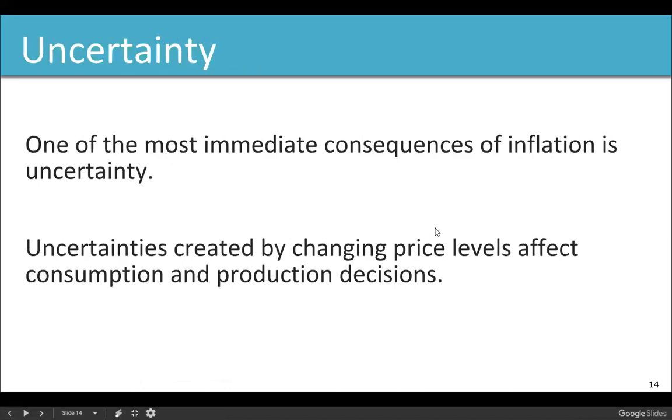One of the biggest things about inflation is it can screw up the economy because it brings up uncertainty. We're like, okay, gas went from $2 to $2.50 to $3.70, $4. When's it going to stop?